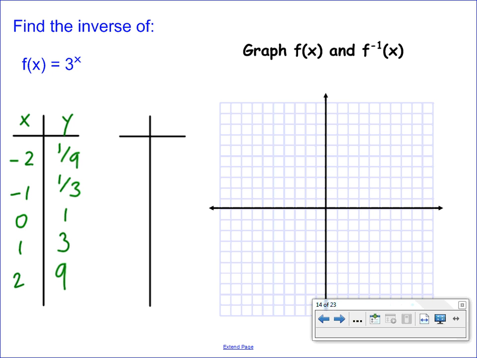After you complete your table of values, let's carefully plot those on the xy coordinate plane. I'm going to use blue for f of x to match this color on the smartboard. So -2, 1/9 will be right there. -1, 1/3 will be right here. 0, 1; 1, 3; and 2, 9.